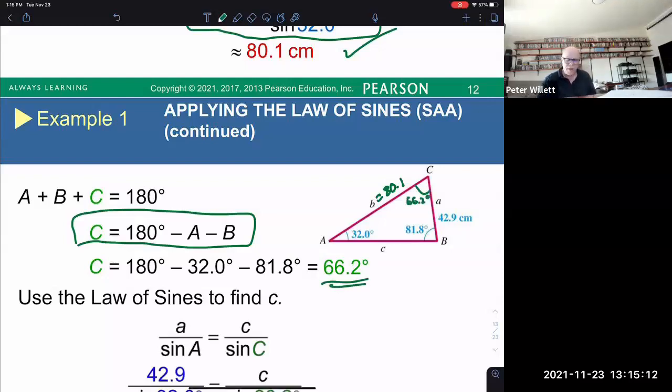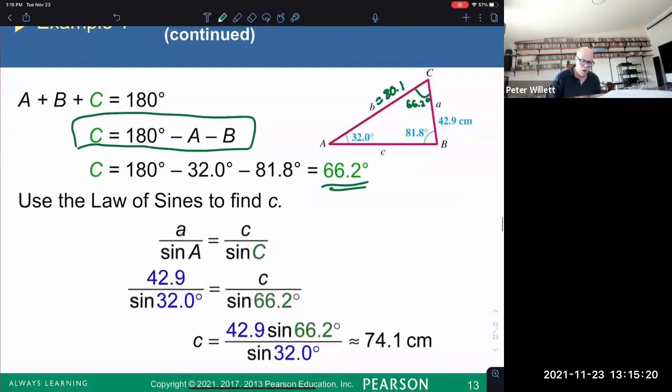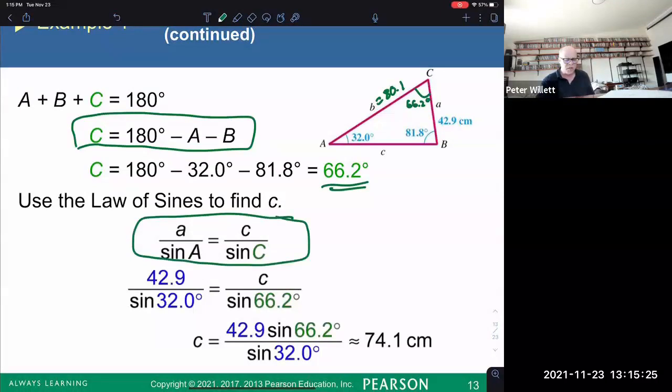Now we know all 3 angles, we know side lengths A and B, we just need to figure out the last one, C. So then we use the law of sines again, relating 2 fractions, this time making the C the one of the fractions, because we're trying to figure out side C. And then we could use either of the other 2.